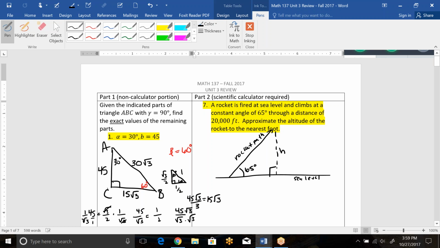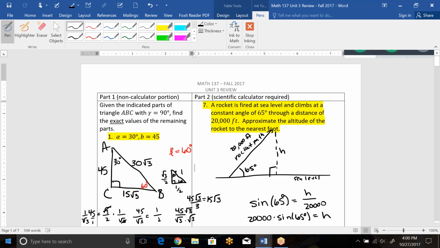So what we know is that, and this is 20,000, that's how long the rocket's been traveling, in feet. So we know 65 and h and 20,000 have a relationship. This is opposite to the angle, and this is the hypotenuse. So if we do sine of 65 degrees equals the opposite over the hypotenuse, we should be able to multiply both sides by 20,000 to find h.